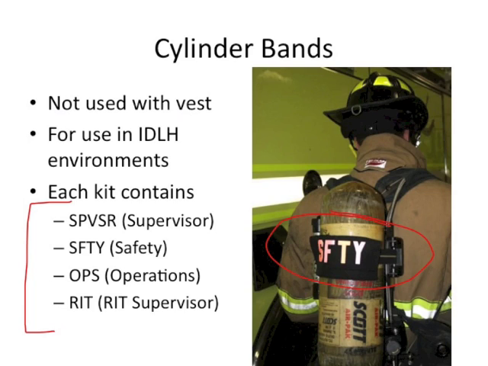Likewise, safety, as shown here. If you see this, you know that that person's serving as a safety officer. If you're putting someone in the operations role, you're putting them in an IDLH, you have ops. And RIT, the RIT cylinder band is for your RIT supervisor. That's the person who is in charge of your RIT operation.